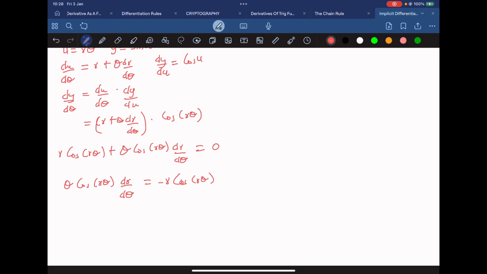So to find dr/dθ, all that we have to do is to divide through by this. So dr/dθ is negative r cosine of rθ over θ cosine of rθ. So in this case, this will cancel this. So we have our final answer to be negative r over θ. I hope this is clear enough.